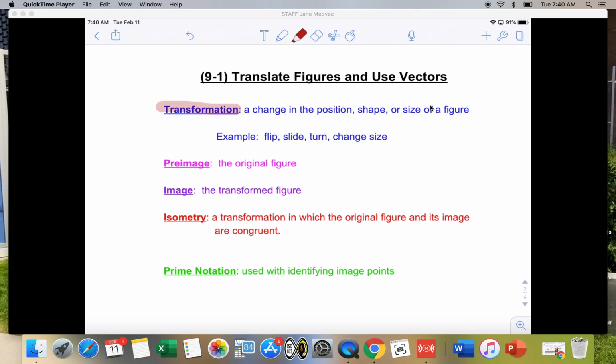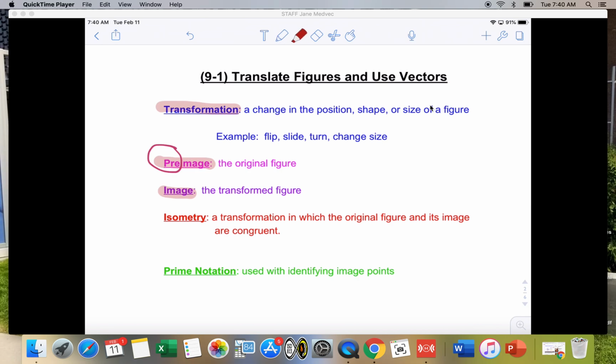The next vocabulary word is pre-image. Pre-image is the original figure, and then an image is the transformed figure. The main idea behind this is to think of the word pre as being before. So the pre-image always comes before the image.